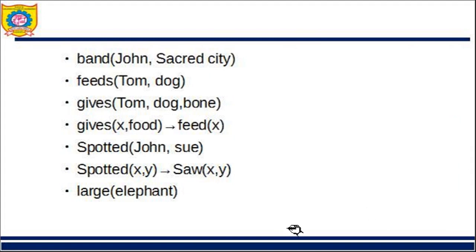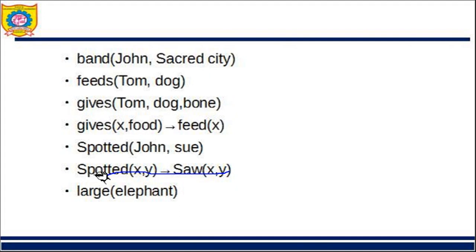The next example is John spotted Sue: spotted(John, Sue). John has spotted Sue. The same I can say as spotted(x, y). Why did I write this? Here the granularity level is increased. Can you answer one question for this? If I just have the first form, can you answer the question: did John see Sue? No. It says he looked at Sue, but you won't be able to answer.